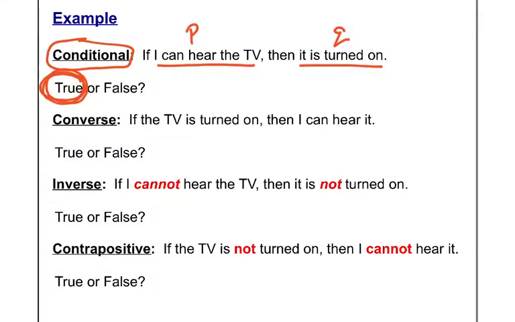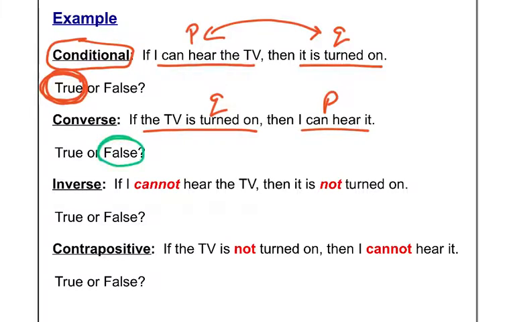All right, how about the converse? Converse, remember, we're going to flip these and do if Q, then P. Okay, let's read this and see, is this a true statement? If the TV is turned on, then I can hear it. If a TV is turned on, friends, does that mean you always can hear it? No, not always. Now you just proved something false. Can you think of a good counterexample? A good counterexample would be, well, maybe the TV is on mute.